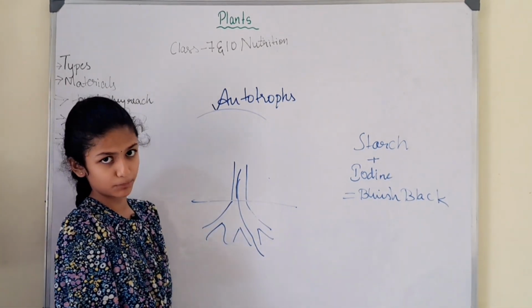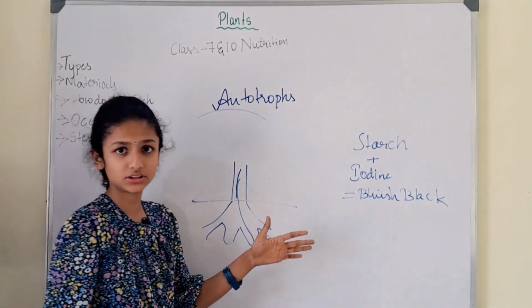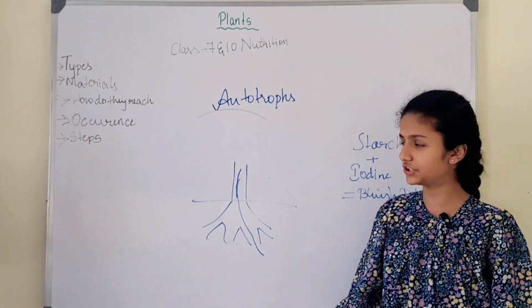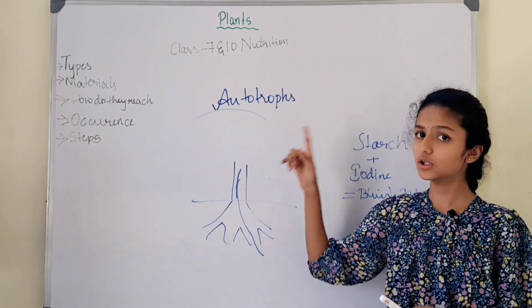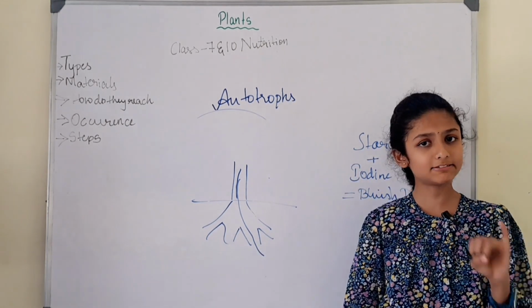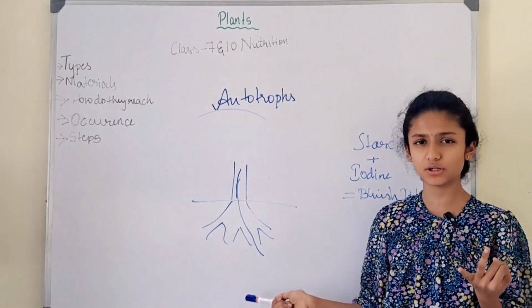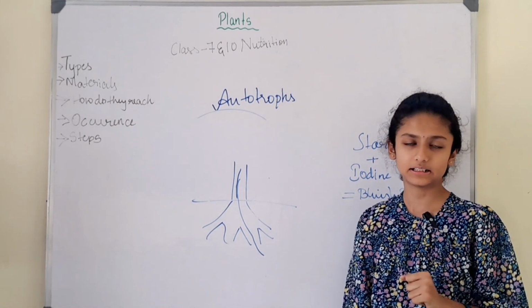And stomatal pores. In sixth class we have seen stomatal pores. Those stomatal pores facilitate gaseous exchange. During photosynthesis also, carbon dioxide is taken through those stomatal pores. How is carbon dioxide taken? From stomata. How is water taken? From the root hairs.